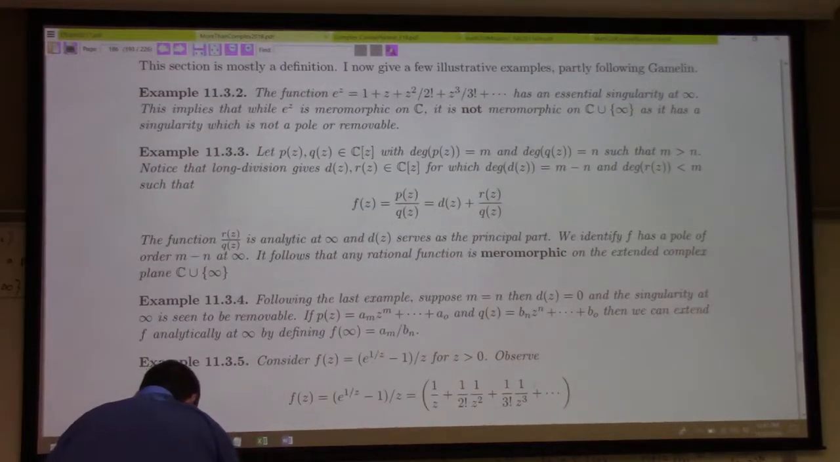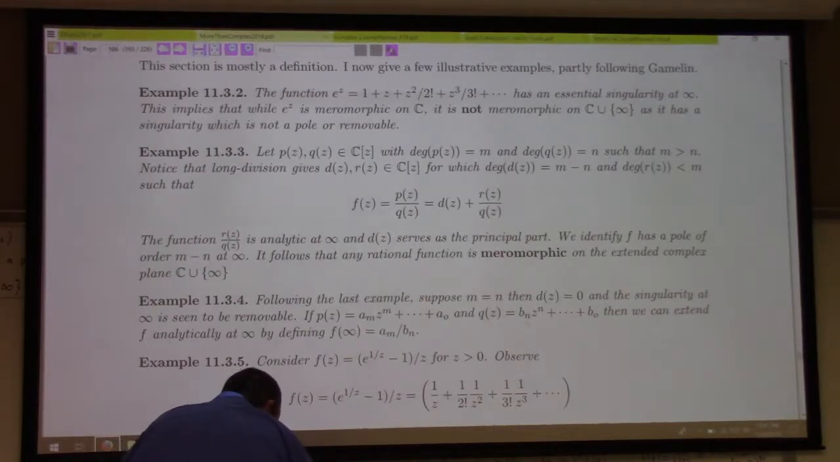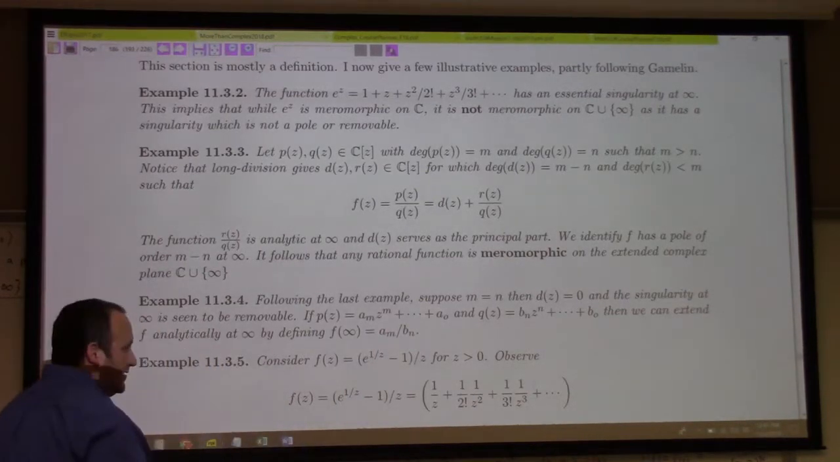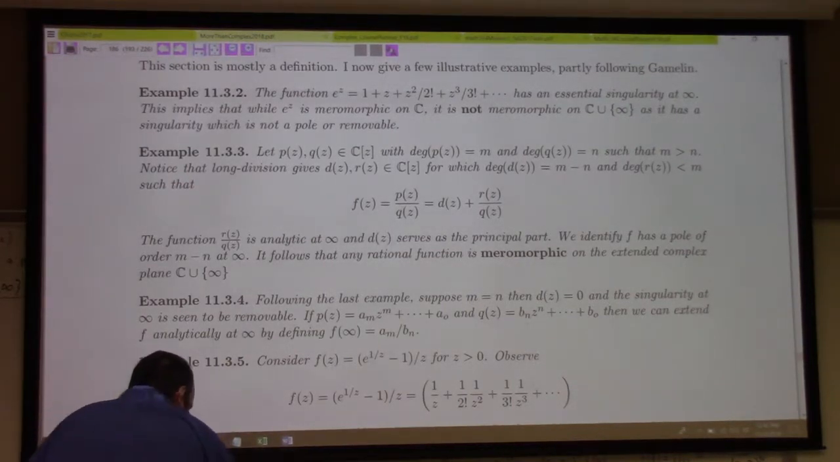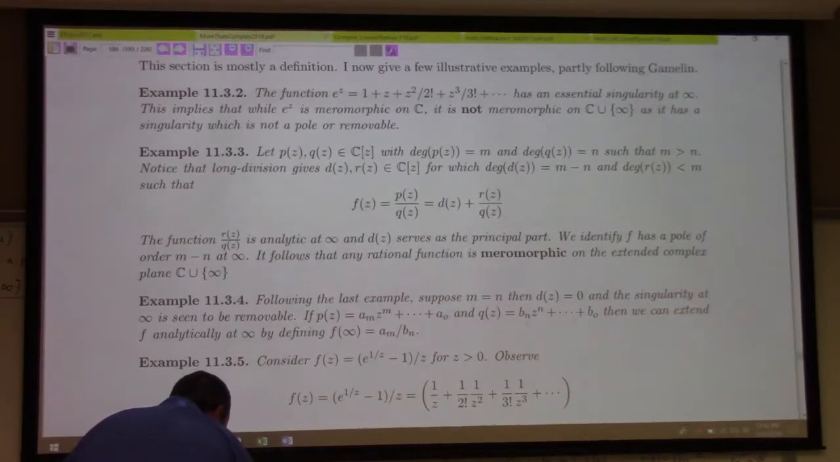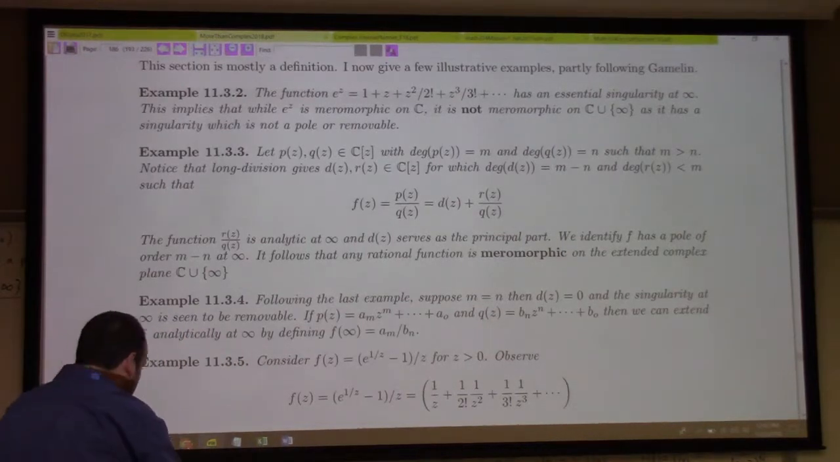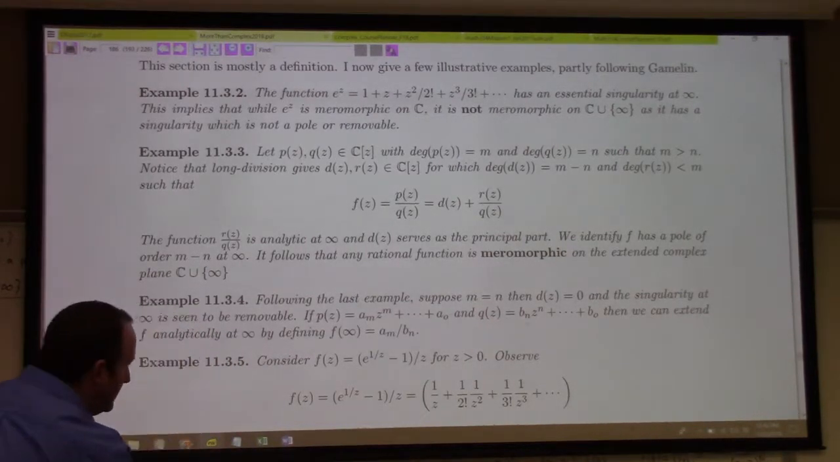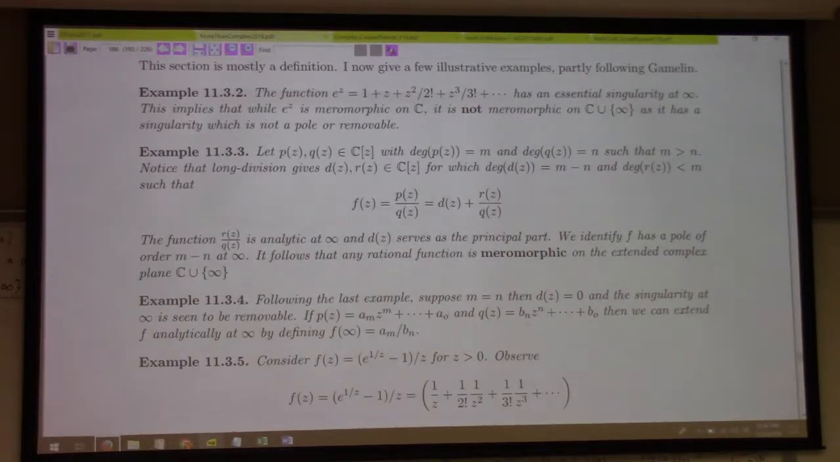e to the 1 over z minus 1 should be 1 over z plus 1 over 2z squared plus 1 over 6z cubed and so forth, right? So if I multiply that by 1 over z, what do you get? We get 1 over z squared plus 1 over 2z cubed, 1 over 6z to the 4th, and so forth. So I think there's a typo right here, right? This should be z squared, that should be z cubed, that should be z to the 4th, all right? Fine.